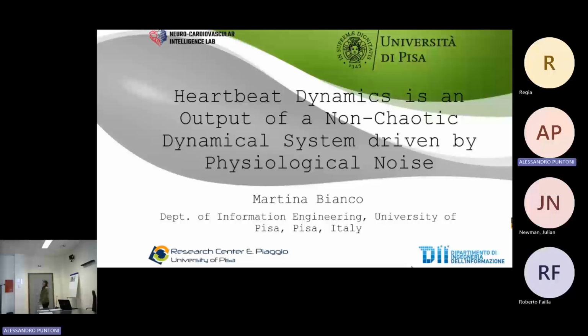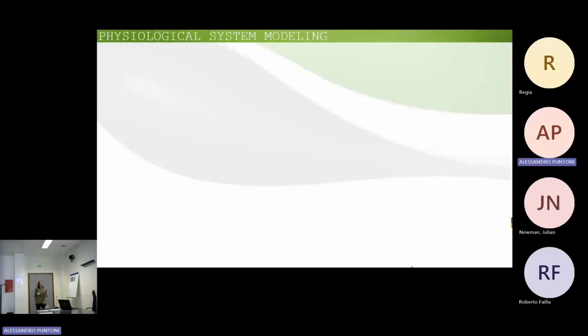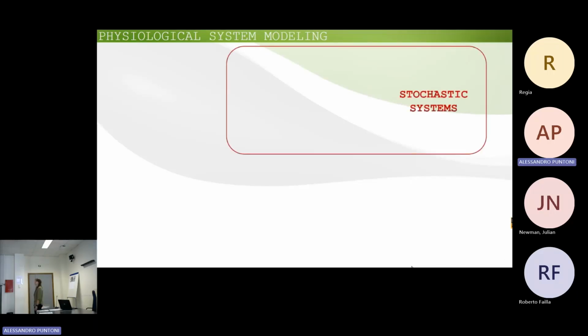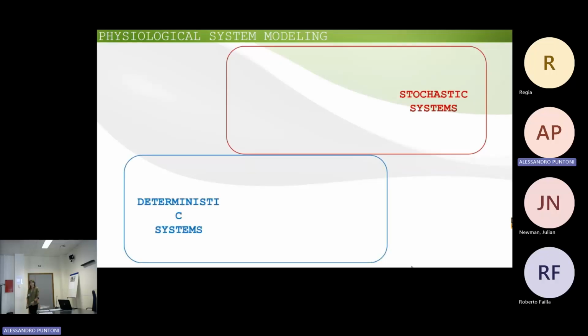And in this presentation, I show you that heartbeat dynamics is an output of a non-chaotic dynamical system driven by physiological noise. Okay, let me start with a brief introduction about physiological system modeling. A physiological system can be modeled as a stochastic system or as a deterministic system. According to this choice, different techniques can be used to analyze the data.